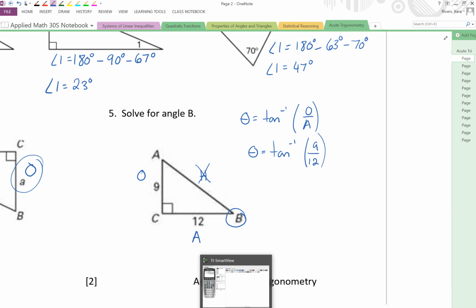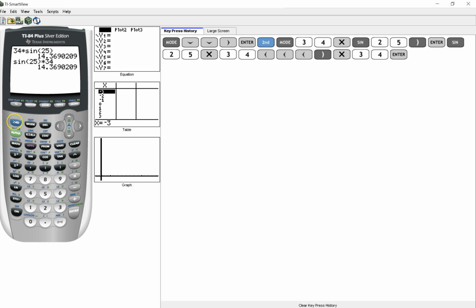All right, how do I punch this in my calculator? If you hit second tan, that would give you inverse tan, and then we've got 9 divided by 12. Enter, and it gives us 36.87 degrees.